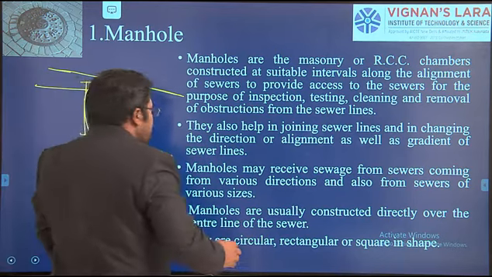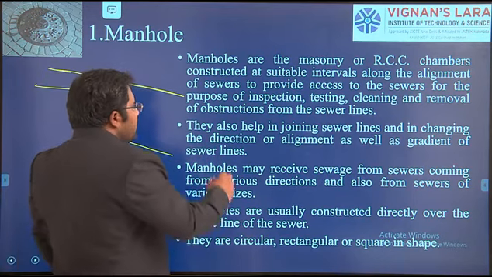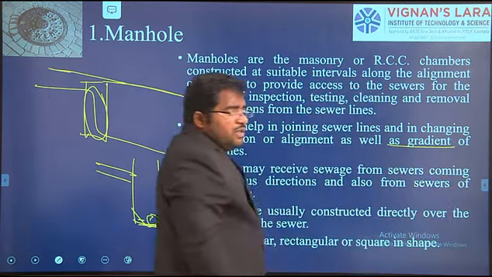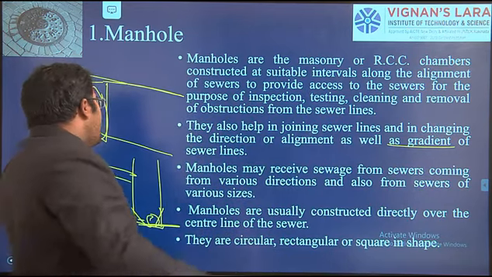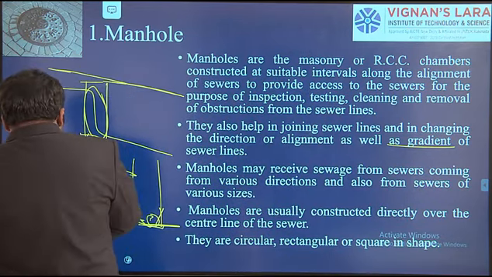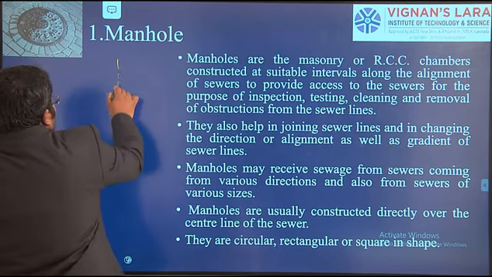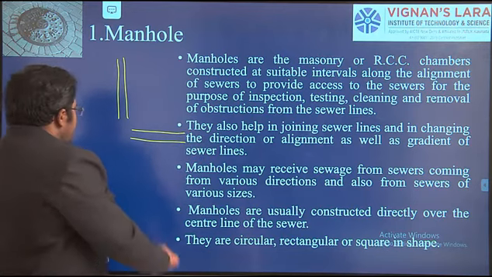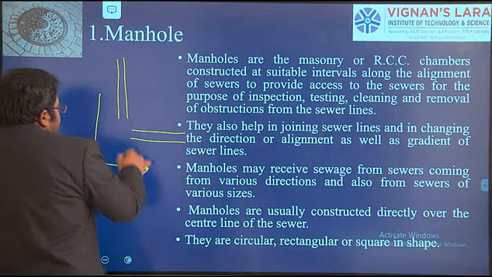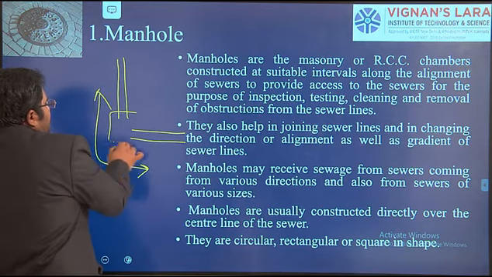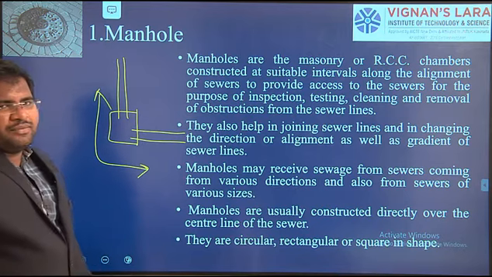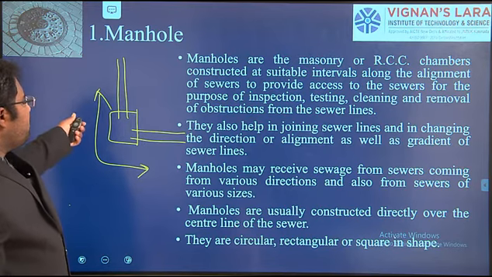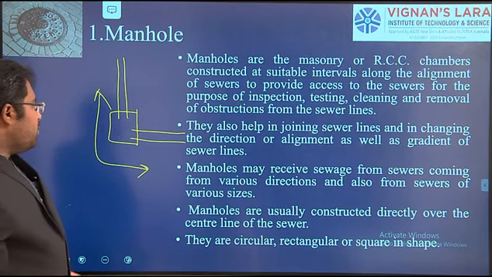So whenever pipes are coming at different gradients, you can use this manhole. Next, another condition: here one pipeline is coming like this, and this pipeline has to move like this. So this is the junction where the direction is changing. At this point we are going to construct the manhole. So whenever there is a change in direction, alignment or slope, we construct a manhole.